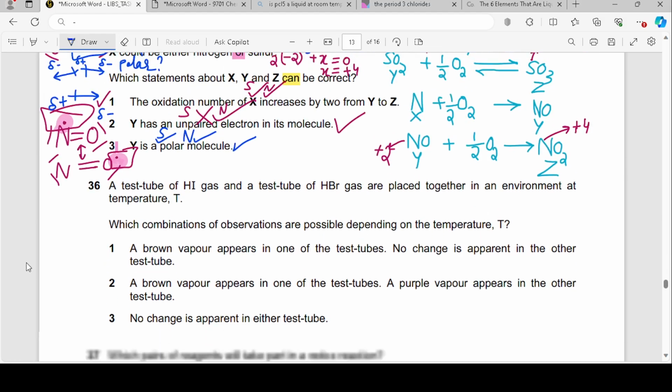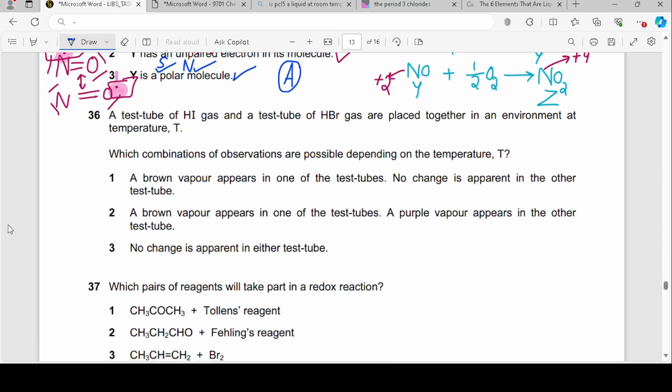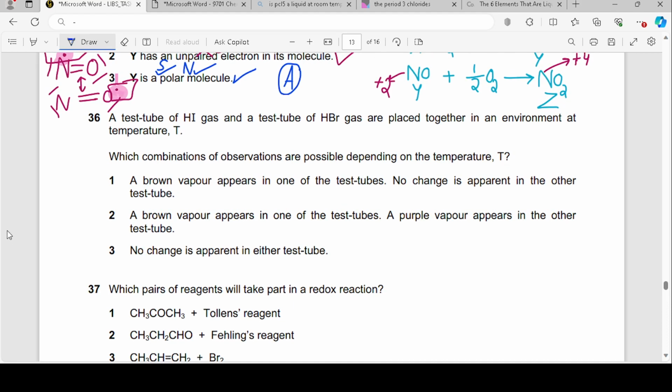Okay? Now let's go to the next question. A test tube of HI gas and a test tube of H2 gas are placed together in an environment at temperature T. Which combinations of observations are possible depending on the temperature T? A brown vapor appears in one of the test tubes. No change is apparent in the other test tube. A brown vapor appears in one of the test tubes. A purple vapor appears in the other test tube. No change is apparent in either test tube.